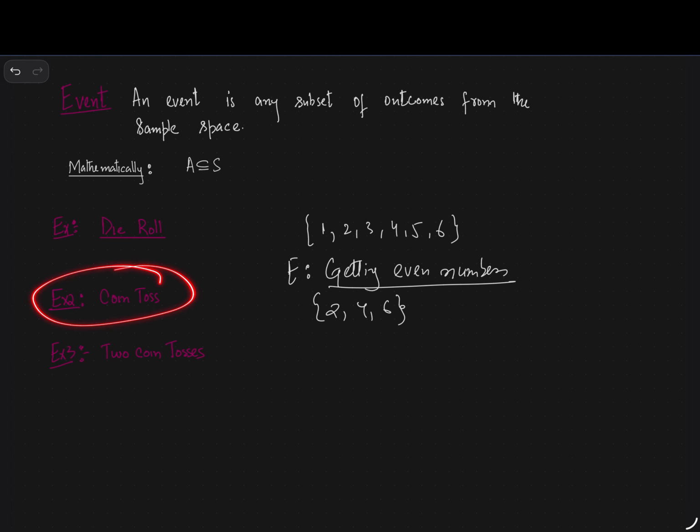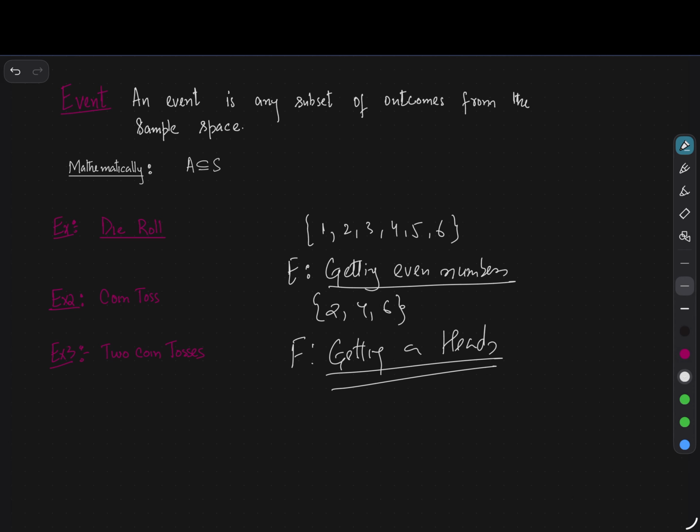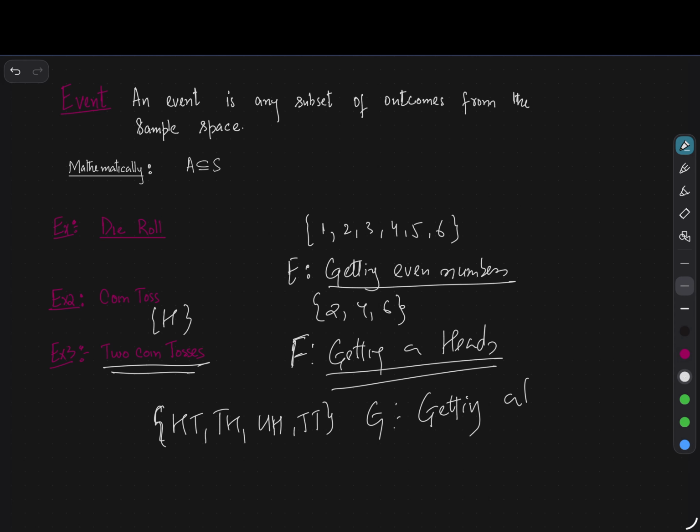And similarly, in case of tossing coins, we can write event F as getting a heads. So whenever we toss a coin, if we get a heads as a result, then we can say event F has happened. And in the experiment where we toss two coins, our sample space looks like this. We can define an event G like getting at least one heads. So if we get TH or HT as an outcome of this experiment, then we can say that event G has happened. Because if we get a TH, that means it contains at least one H. And if we get HT as the result, it also contains at least one heads. So event G can be written like this as well.